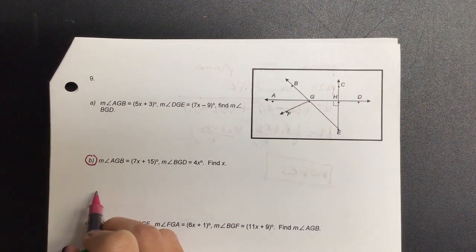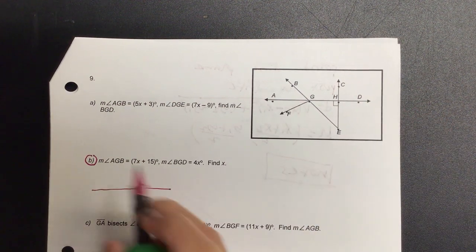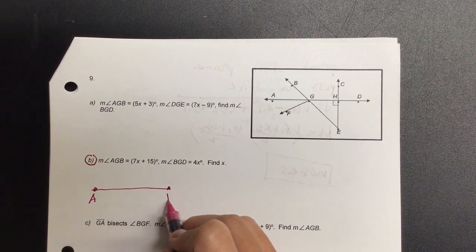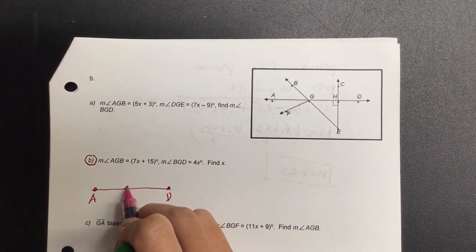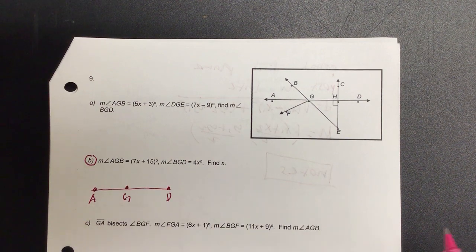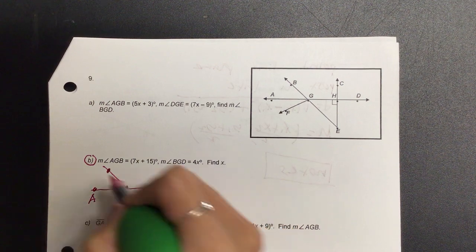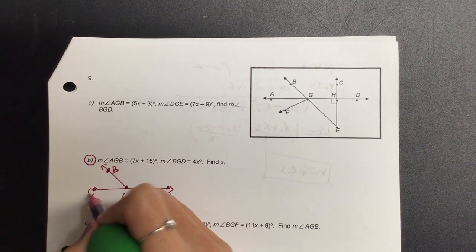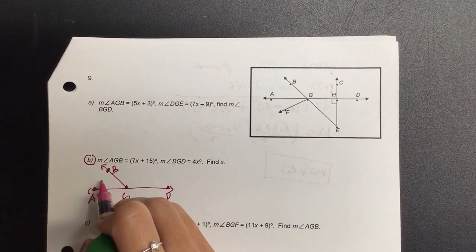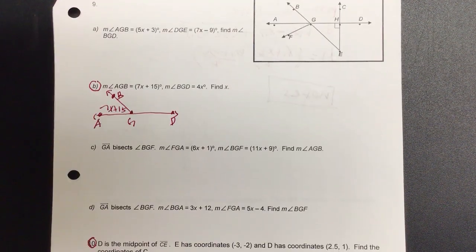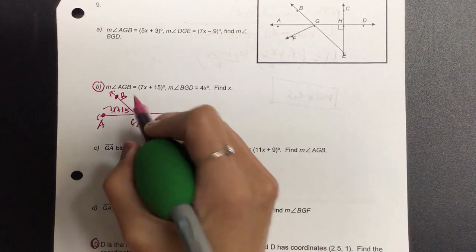Yeah. Okay, I think I'm going to go ahead and just draw that part. So here I have point A and D, my endpoints. And then I have G somewhere. And then B is stemming off of the G. And let's fill in the given info. So AGB is 7x plus 15. Oh, there you go. Is that better? And then we have BGD is 4x.